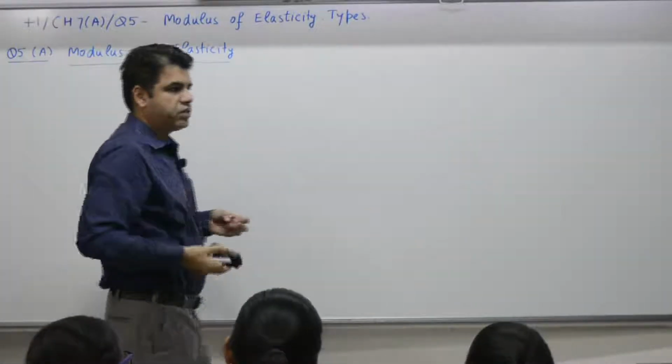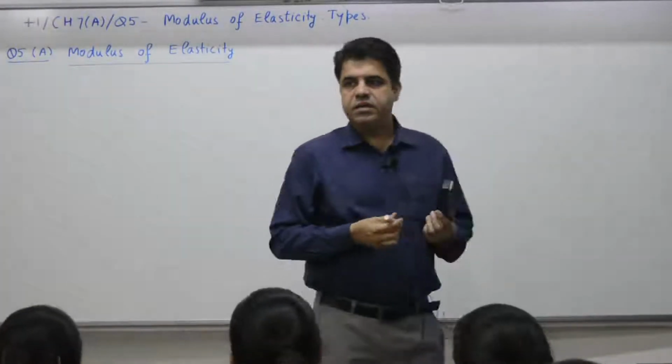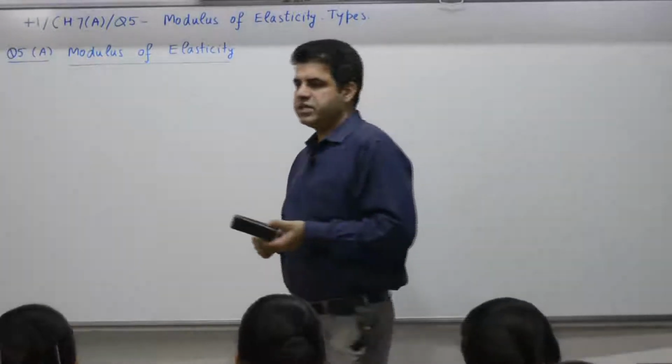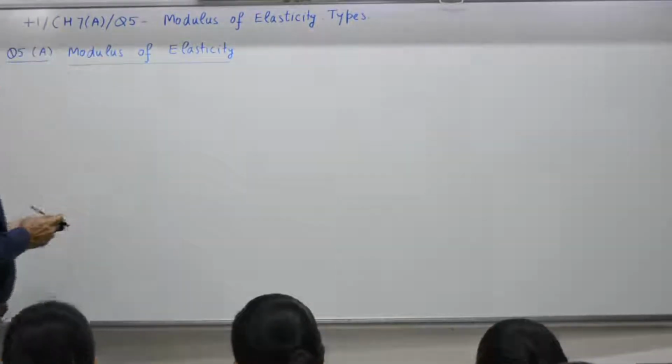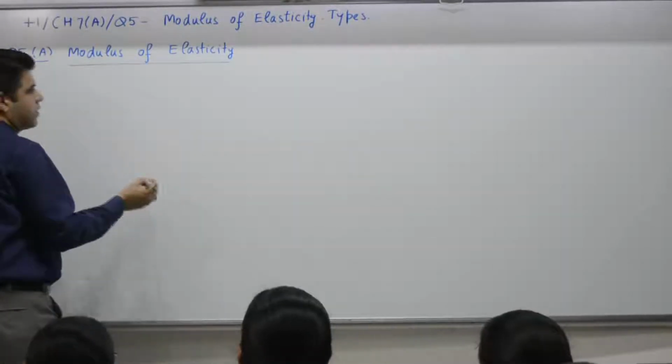Question number 5 deals with what? Modulus of elasticity. That's the first part. B part deals with what? Types. So, modulus of elasticity.